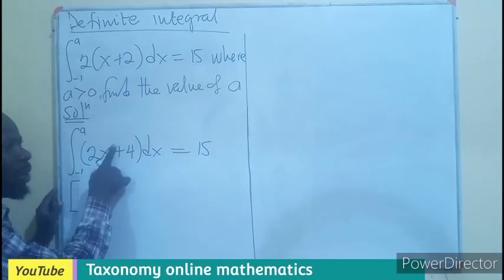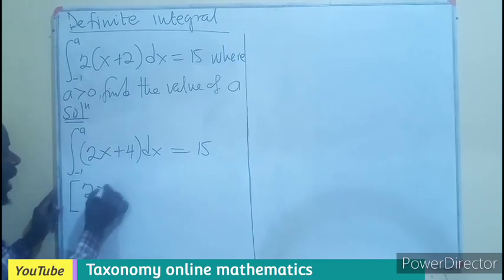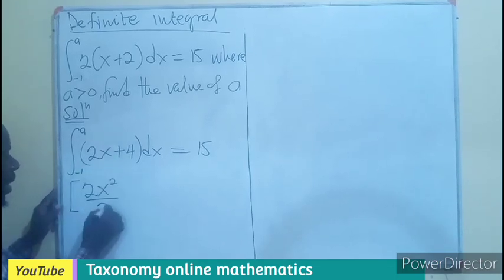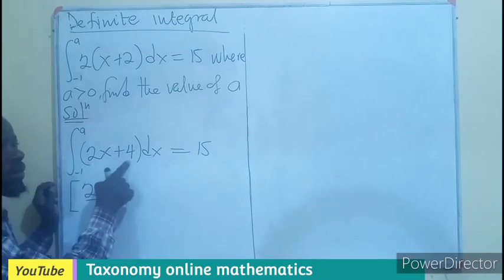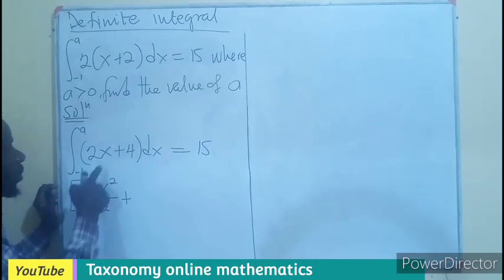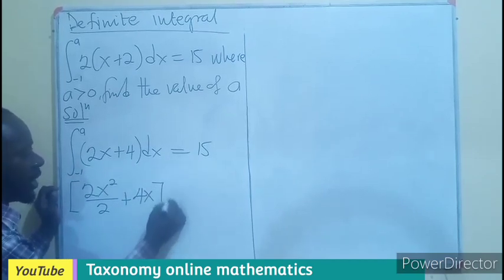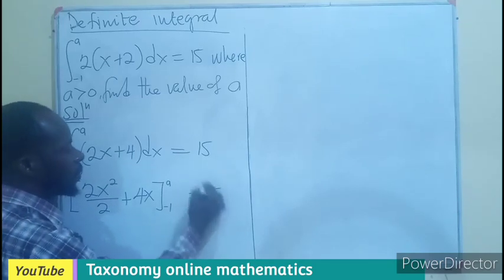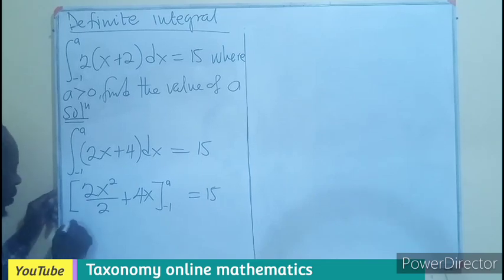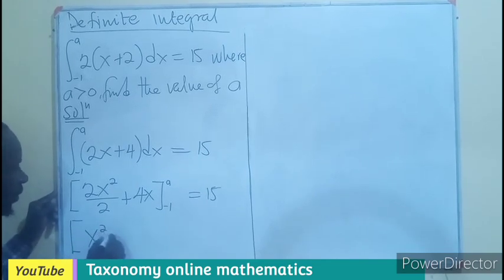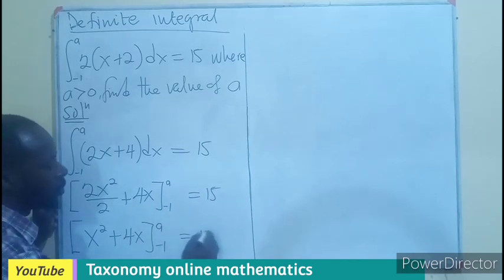But per the integral of this being definite, we are going to increase the power by 1, that is 1 plus 1, that will be 2. So it's going to be 2x squared, then we divide by the power 2, plus, since this is a constant, if you integrate a constant, you introduce the variable that you are dealing with to become 4x. Then from the limit of -1, a, we have 15. So now we can see this can cancel. So I will have x squared plus 4x, limit of -1, a equals what?